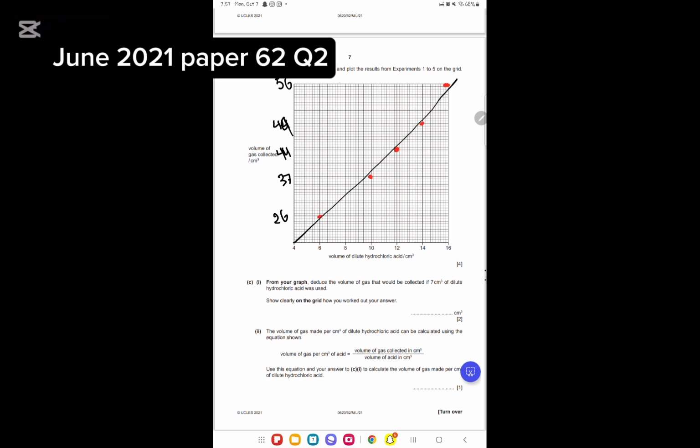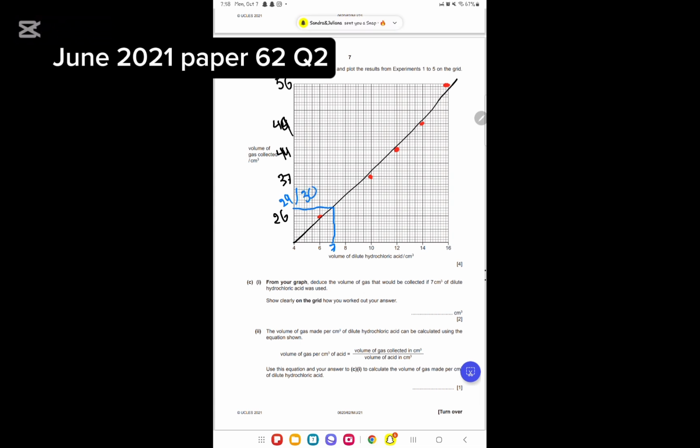So now they're telling us we need to deduce the volume of gas that would be collected if 7 cm³ of dilute hydrochloric acid was used. So 7 is over here. We're going to draw, and we're going to get that it is approximately 29. I would say 29 or 30.